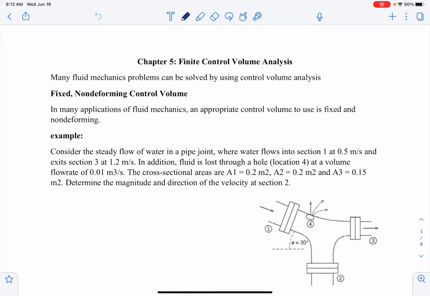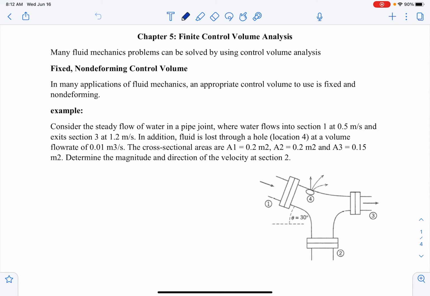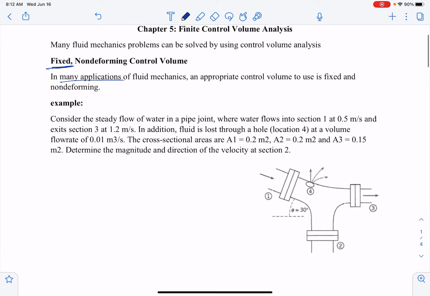There are important considerations about what exactly to leave out of and what to leave in the control volume. Also, in many applications of fluid mechanics where we use control volumes, an appropriate one is almost always the fixed and non-deforming control volume. So let's show it through this example.